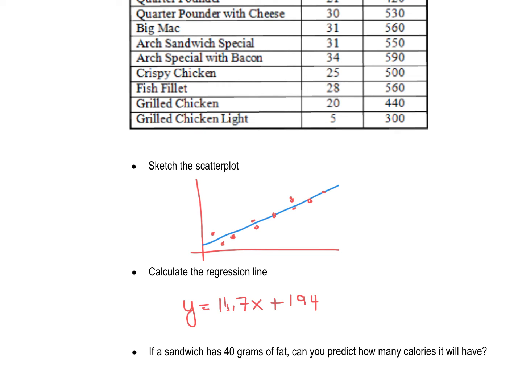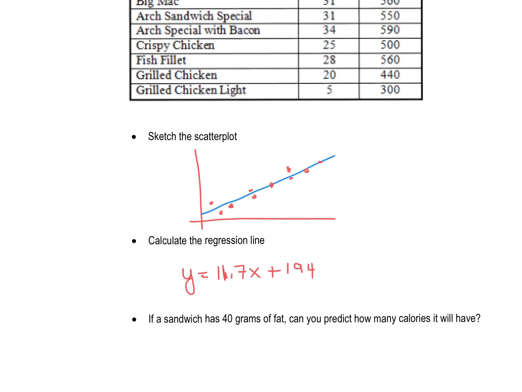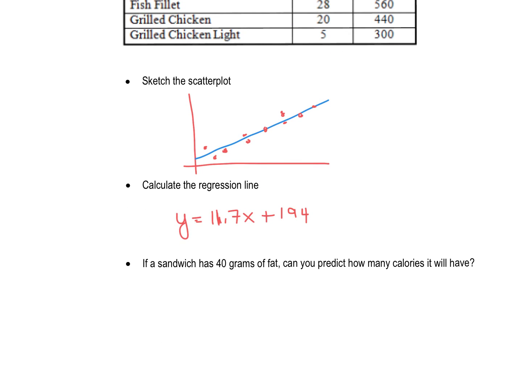And then once we've done that, then we're going to do a prediction. So we're going to use our equation for the line of best fit, regression line, to predict for 40 grams, how many calories would that be? So we're going to say y equals 11.7 times 40 plus 194. That gets us 662 calories.